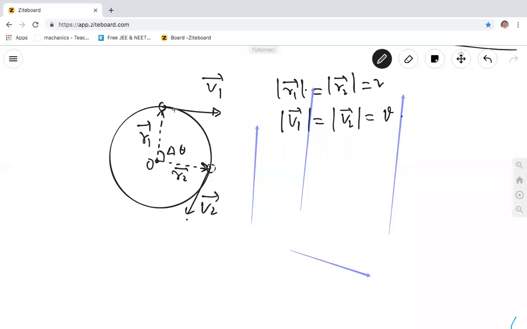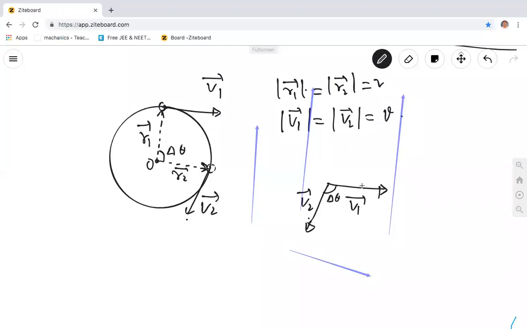Now I will draw this velocity here, keeping the direction the same. This v and this v1 is the same. And this is v2. I have to keep the direction the same, parallel, and keep the length the same. So what is the angle between these two? Delta theta. Because here r is perpendicular, here r is again perpendicular. So whatever is the angle between the radius vectors, the same is the angle between the velocities.